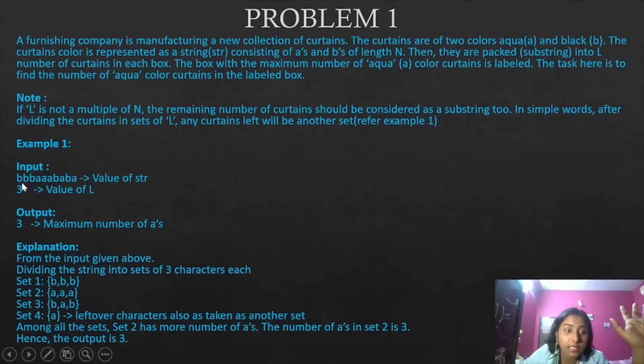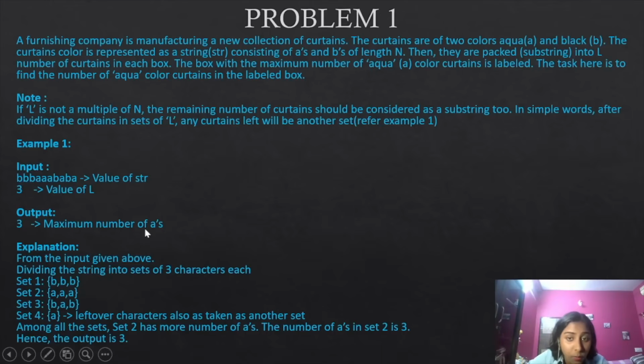So this is our str, BBB AAA BABA. This is our str, that is, all of the curtains are kept one after the other of different colors. What is the value of L given? That is 3. That means we will have boxes of size 3 each. What is my output? 3. That is the maximum number of A's.